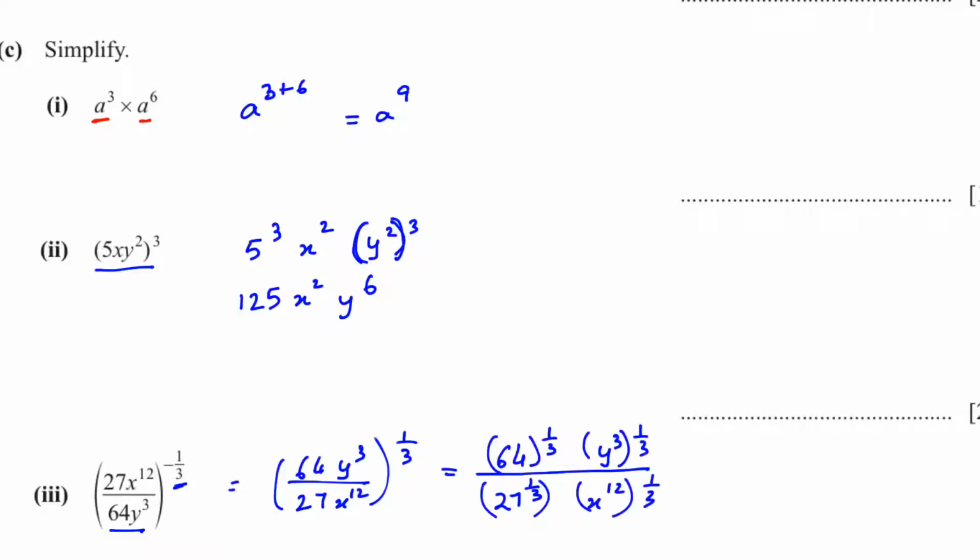The numbers you can put in the calculator and you will get the answer. It will be 4 over 3, y to the power of 3. So 3 multiplied by 1 over 3 will give you y, and 12 multiplied by 1 over 3 will give you x to the power of 4. So please remember, if you have a power like this in the bracket, it means that you are multiplying a multiplied by b.